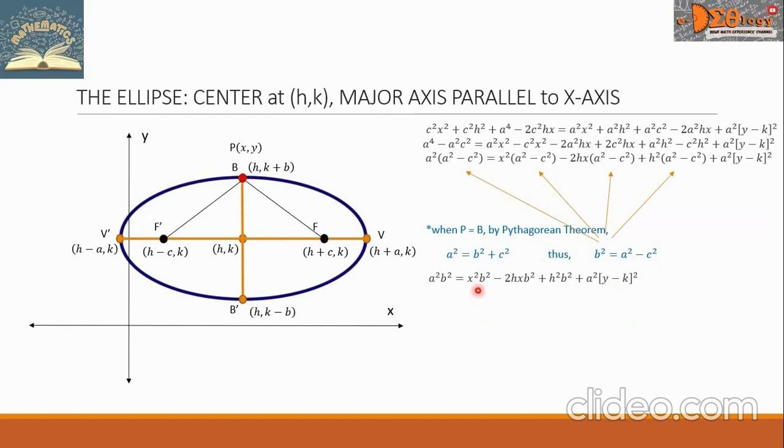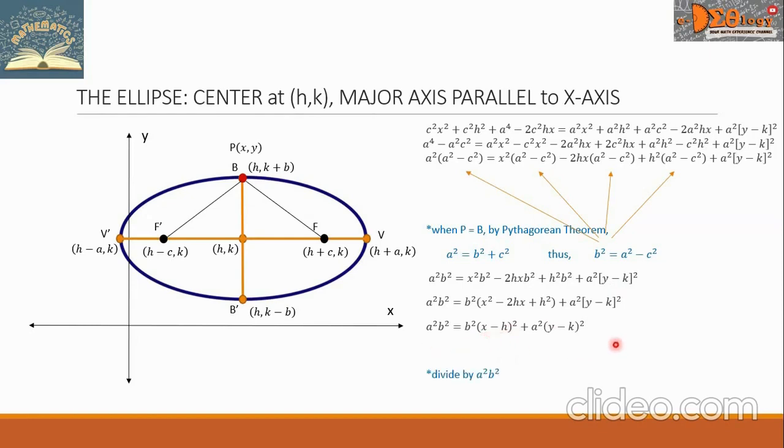Now look at the first three terms here. There is a common factor, which is b squared. Let us factor out b squared, so it would result like this. Look at this trinomial here. This is a perfect square trinomial that we can factor into the square of x minus h.